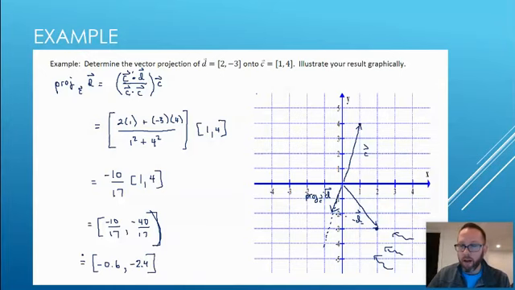Which definitely seems right. I didn't draw a perfect diagram. I just did it freehand. If I had maybe a bit more care, my diagram would be a bit more accurate. But that definitely lines up with what our diagram says.